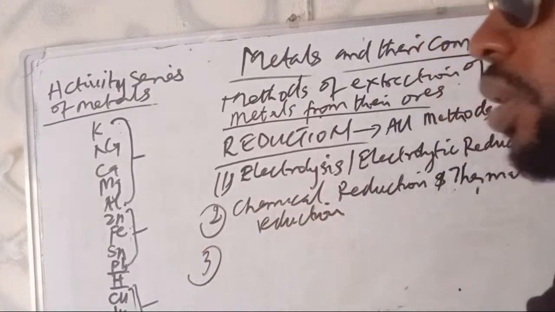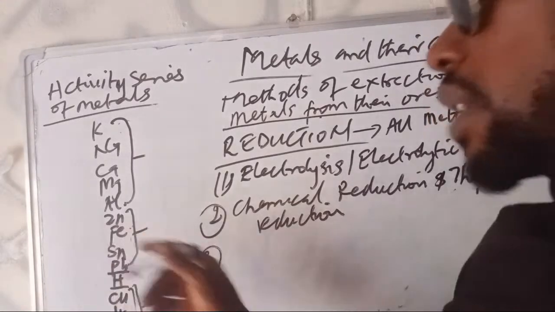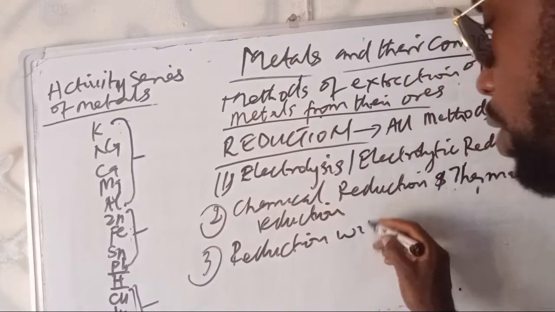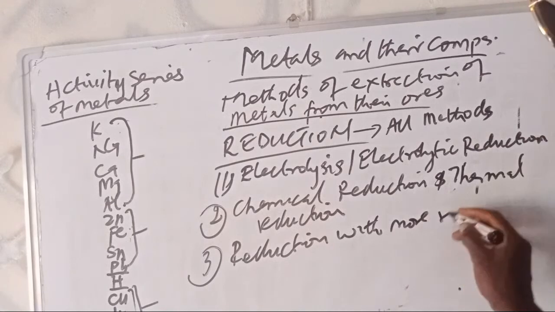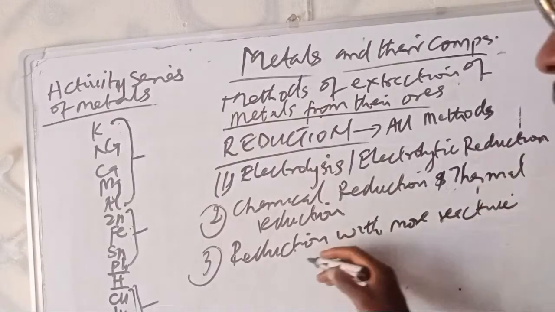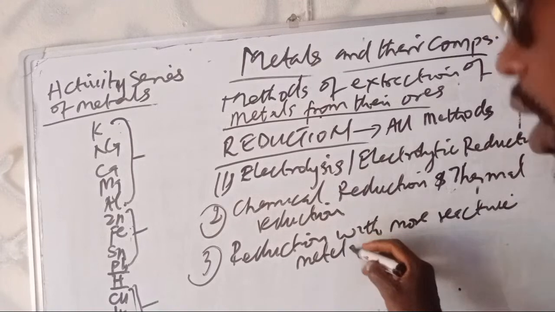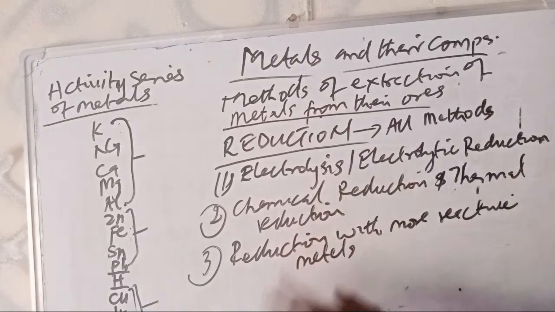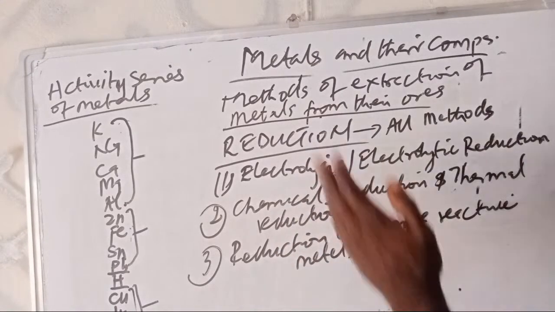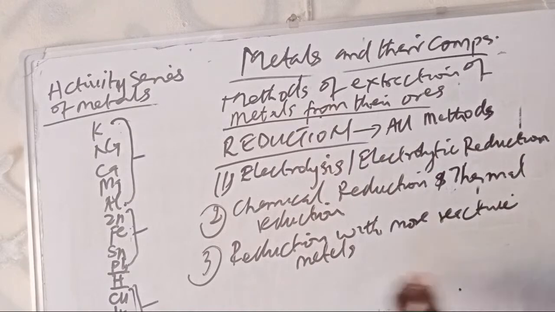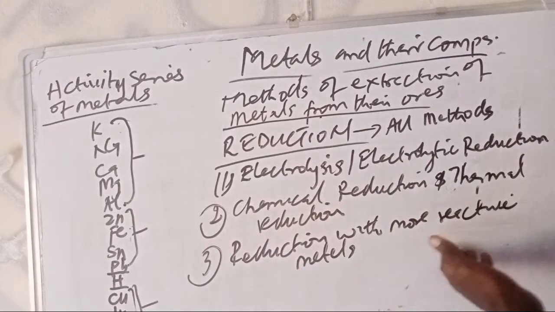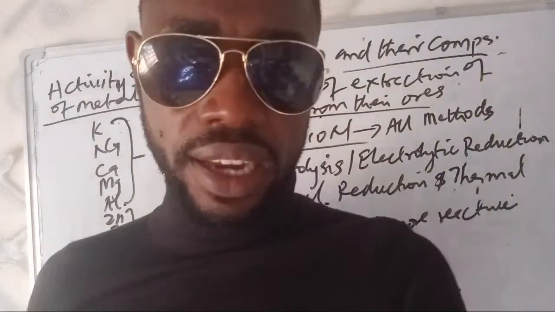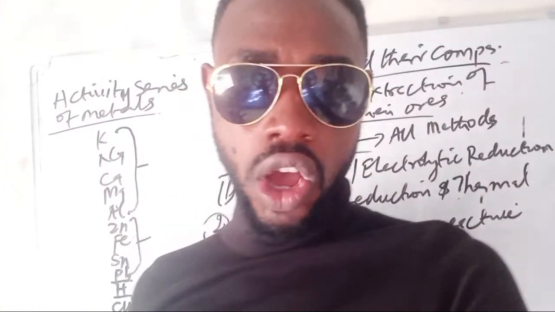Then another reduction method is reducing the ore with more reactive metals. Reduction with more reactive metals. So these are the three methods applied in the extraction of metals from their ore: electrolytic reduction, chemical reduction, or you call it chemical and thermal reduction, then reduction with more reactive metals.